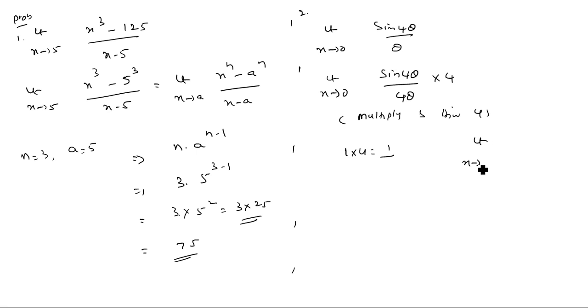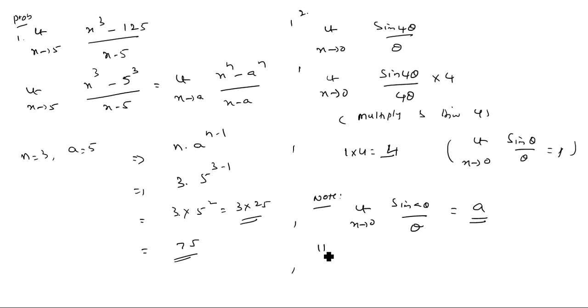That is limit theta tends to 0, sin theta by theta. Both are the same, here we have a theta and here we have a theta, so directly we get the value equal to 1. This is nothing but 1 into 4, that is 4. Or it can be written directly as limit theta tends to 0, sin a theta by theta, the value is equal to a. So here limit theta tends to 0, sin 4 theta by theta, the value is equal to 4.